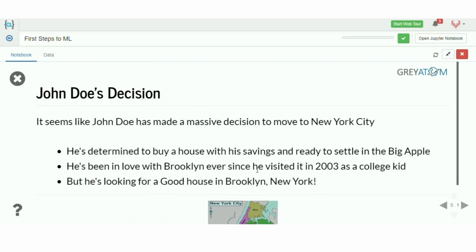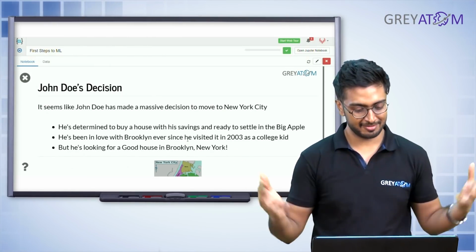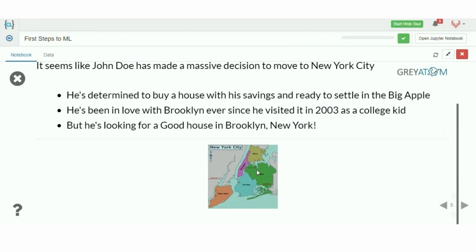It seems that John Doe has a massive decision to move to New York City. John Doe is like any one of us, like you, me, anyone from here. He's determined to buy a house with his savings and ready to settle in the Big Apple, New York. He's been in love with Brooklyn ever since he visited in 2003 as a college kid, but he's been looking for a good house in Brooklyn, New York.